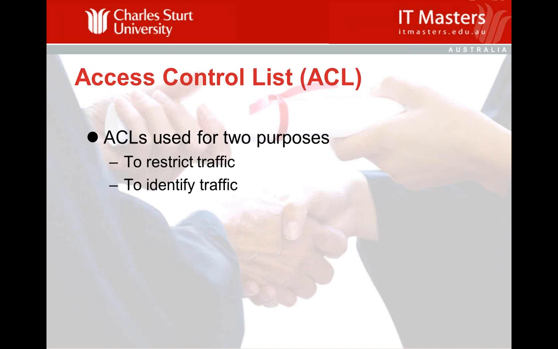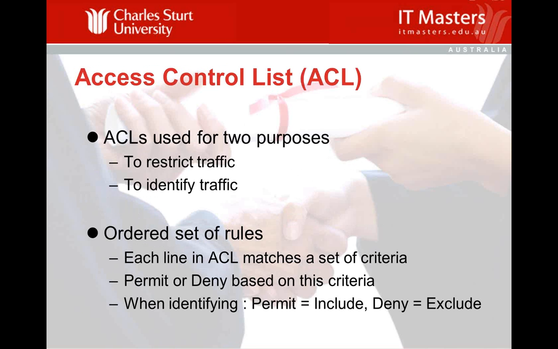So access control lists, let's move straight into it. ACLs are used for two purposes, mainly to restrict traffic or to identify traffic, and you'll see where that fits in as we move along. An ACL is an ordered set of rules, basically. Each line in an ACL is called an access control entry, or an ACE, and you may be asked a question on that.